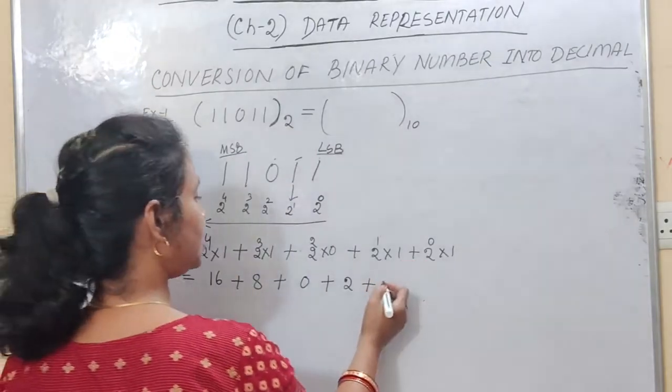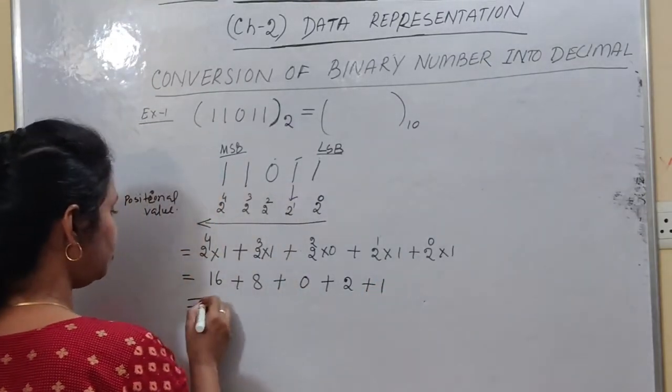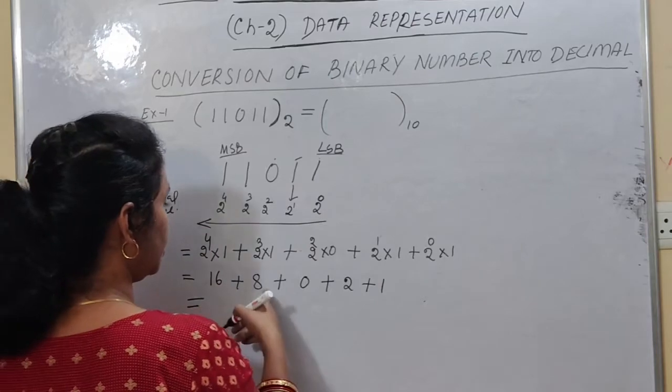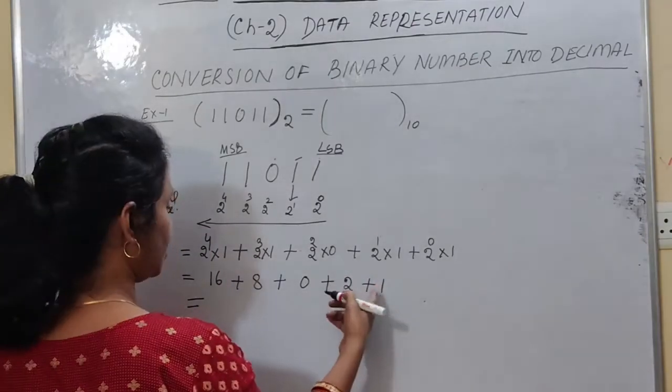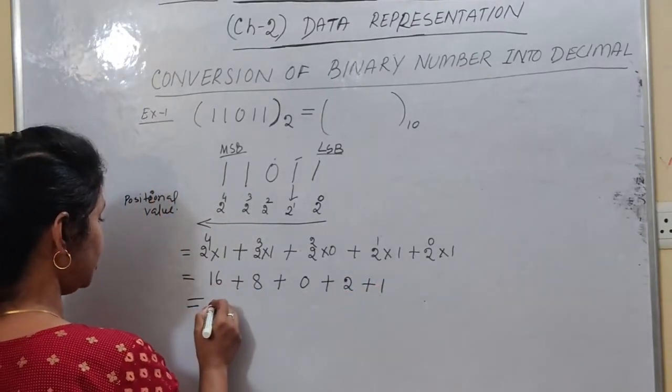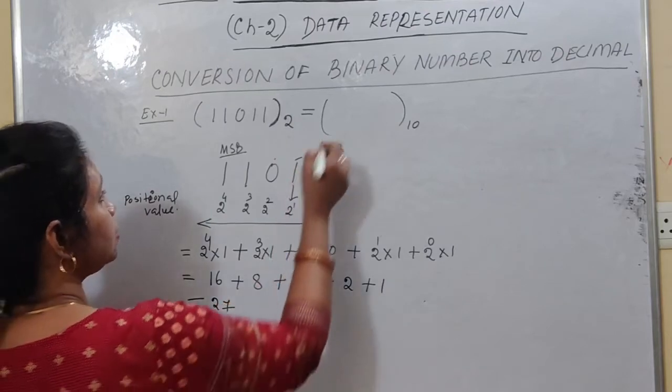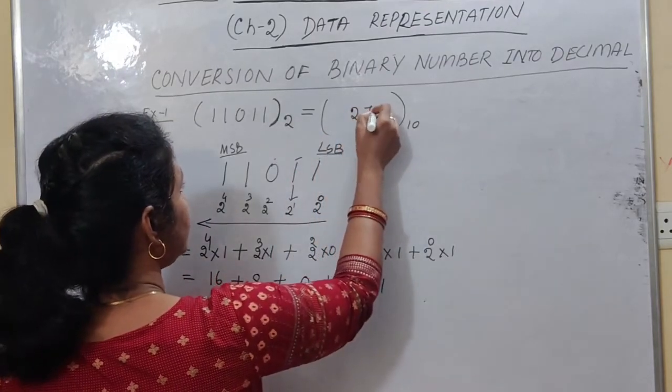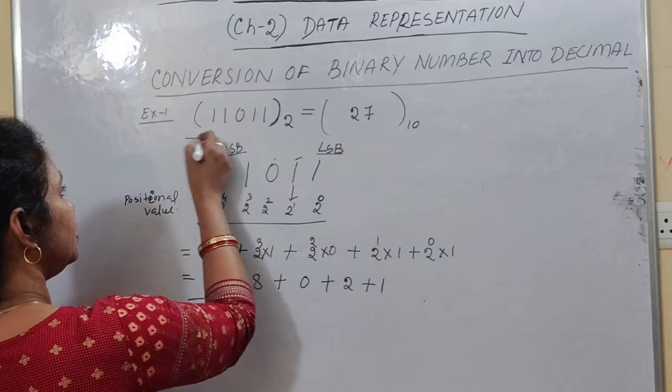So 1 multiply 1, that is 1. Now add the values. So it is 8 plus 2, that is 10, plus 1, 11. 11 plus 16, that is our 27. So this 27 is the decimal representation of this binary number.